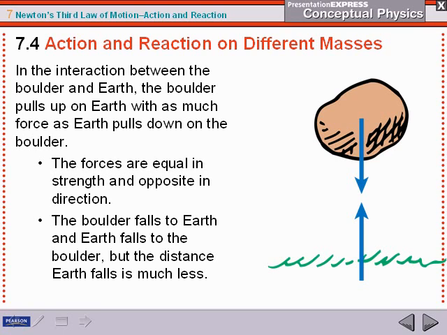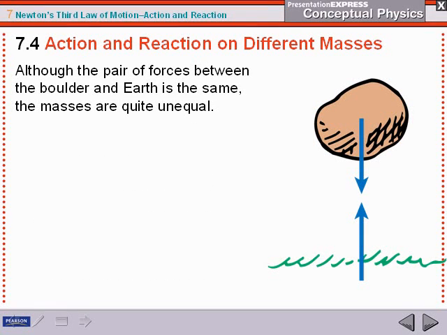Now this is the weird one. The boulder falls to Earth, and Earth falls to the boulder. The Earth is pulled to the boulder. But of course, we can't really even see this because the distance Earth falls is much less. It's imperceptible, but the Earth is actually being pulled to the boulder. So the pair of forces are the same on them. We said that it has to be, but the key is that the masses are unequal.